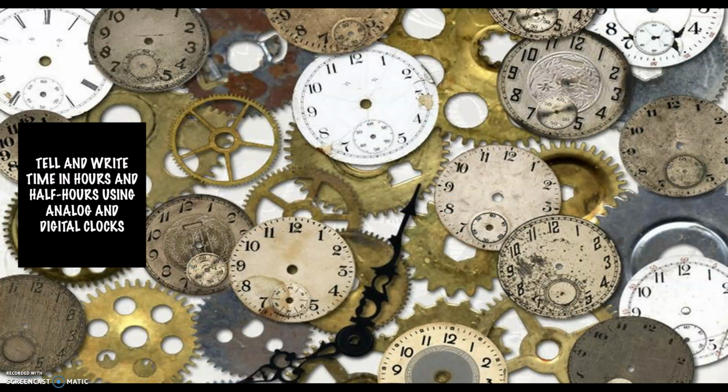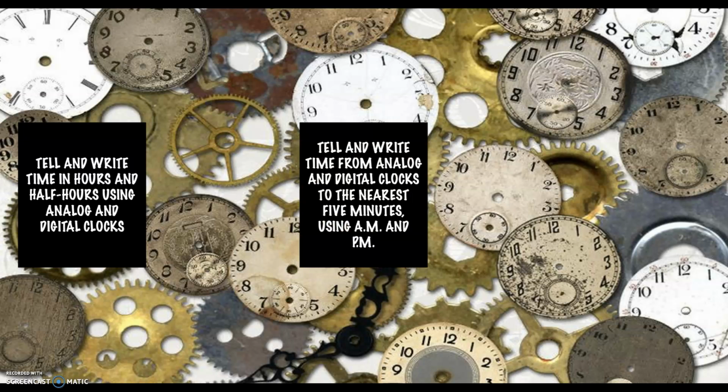I started to look at the previous year in first grade to find out what they needed to know. They needed to know how to tell and write time in hours and half hours using analog and digital clocks. Then I looked at the second grade standard, which is to tell time and write time from analog and digital clocks to the nearest 5 minutes using AM and PM. So I went back and forth and thought, okay, how can I do this in a seamless, progressive way?